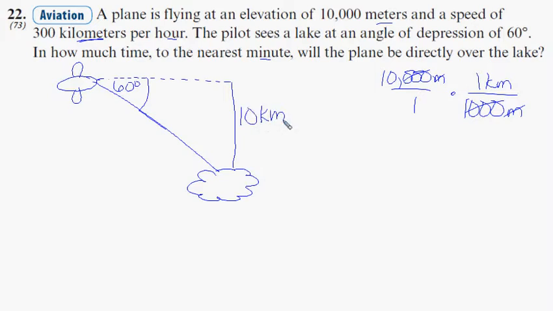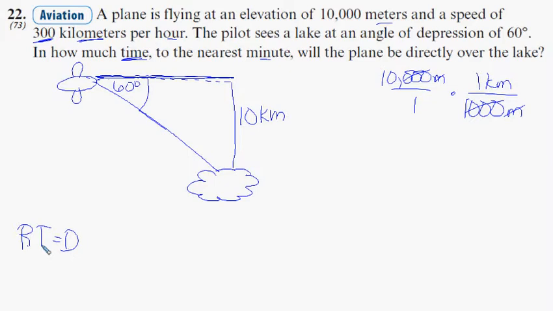Okay, so essentially it's saying in how much time, to the nearest minute, will the plane be directly over the lake. Well, look, people, what we have to figure out is how long is it going to take him to fly right here. So what is this distance? Because remember, rate times time equals distance. That's what we're trying to find out, the time. We already know the rate, we know how fast the plane is flying. So if we know how fast the plane is flying and we know the distance, we can figure out the time. All right, so let's do that.